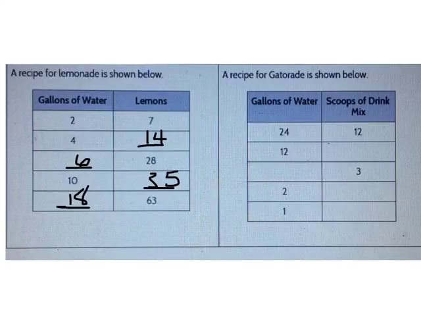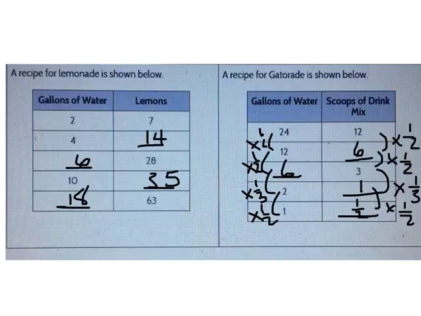Now let's try one more problem. A recipe for Gatorade is shown below. Go ahead and fill in the blanks in that table. 6 scoops of drink mix would be used for 12 gallons of water. 6 gallons of water would be used for 3 scoops of drink mix. 1 scoop of drink mix would be used for 2 gallons of water, and 1/2 scoop would be used for 1 gallon of water.